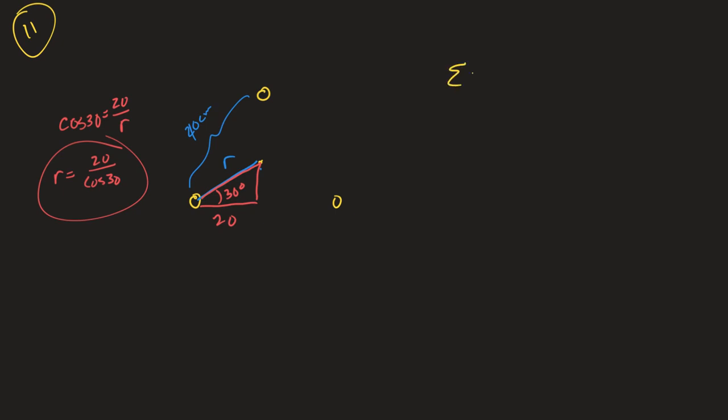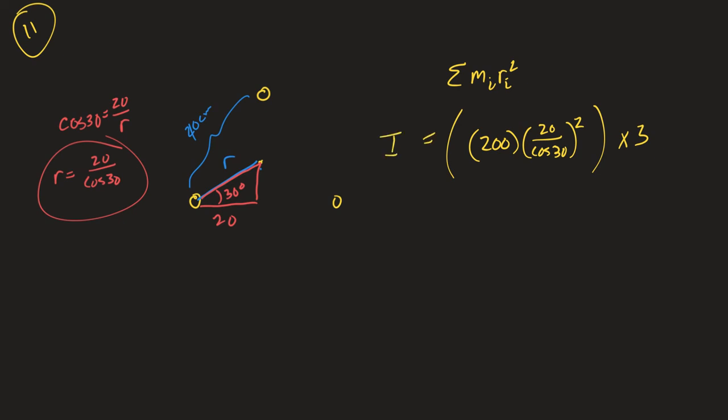Now, moment of inertia for point masses, just this. So once we know that, would you guys agree with me that each mass is the same value? They're all 200 grams. Would you also agree that each mass is the same distance from the axis of rotation? So I'm going to have 200 times 20 divided by cosine 30 squared times 3. That's the moment of inertia. Probably should put it in kilograms and meters, mostly because they're going to ask for the kinetic energy in a minute, and that's probably in joules, or should be.